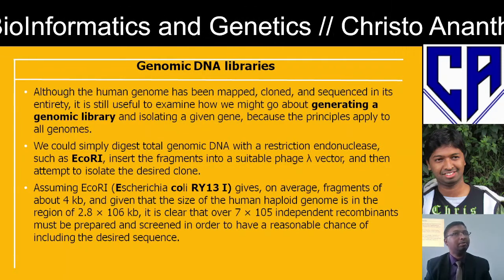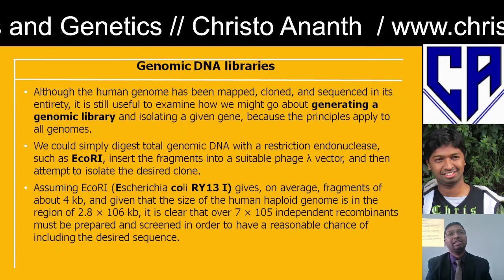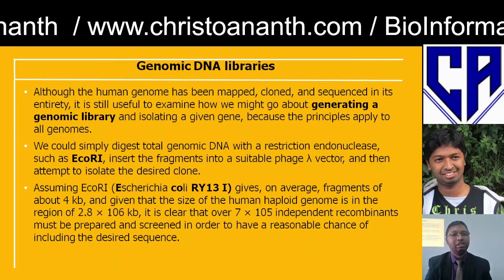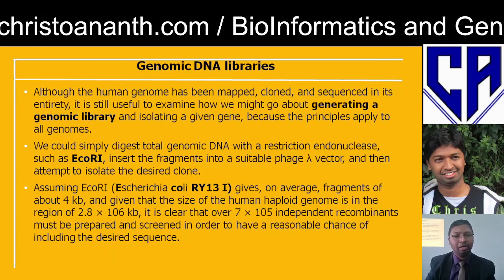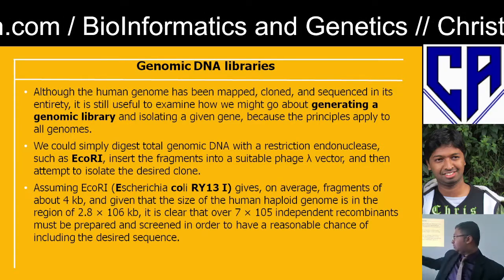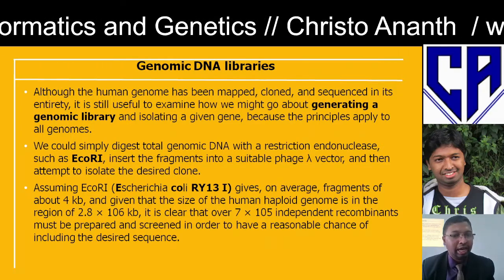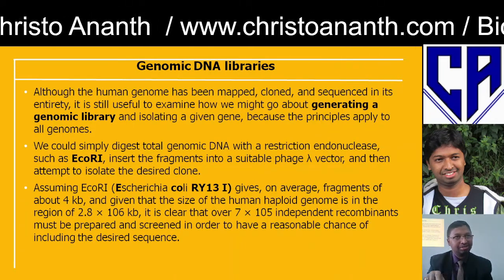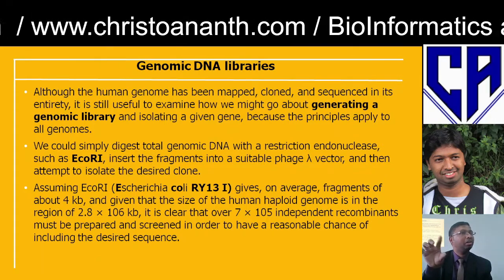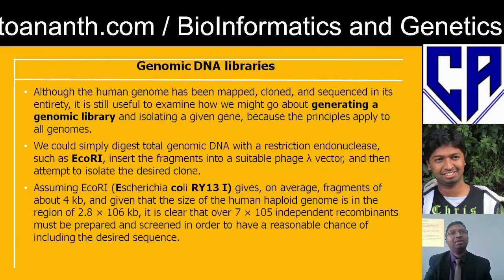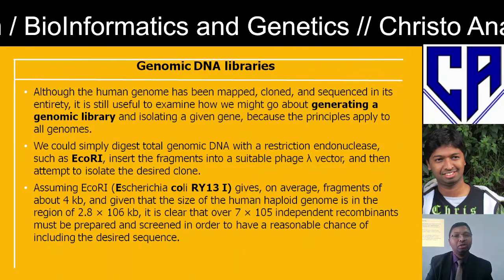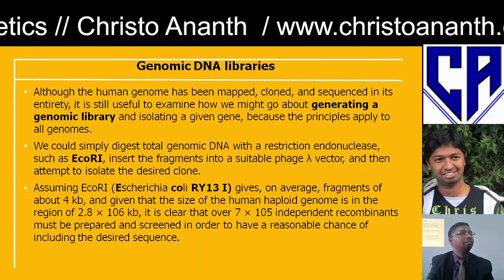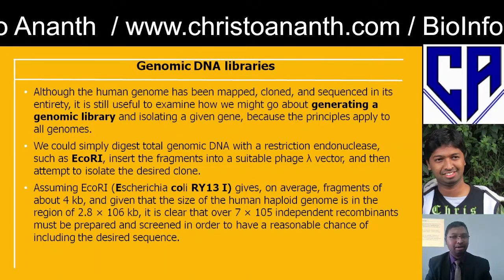Whenever you say library, it's a collection of genes. So in the genomic library, you tend to collect several genes. For example, here we will have EcoRI. I'm showing this one, EcoRI. It's Escherichia coli RY13-1. That's what you call EcoR1 or EcoRI. You can pronounce it in any way. This is a test where you insert the fragments into a suitable vector. Maybe it will have a lambda vector.